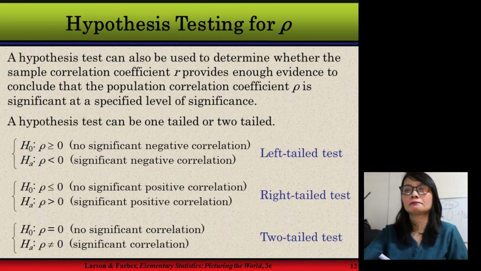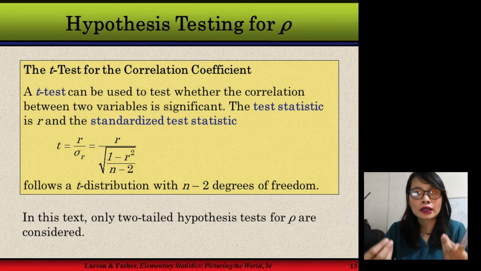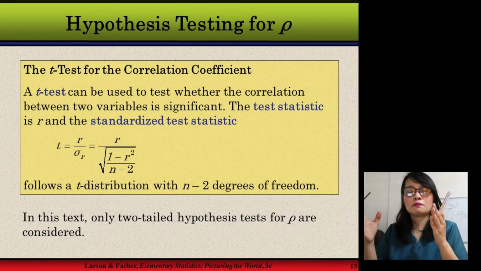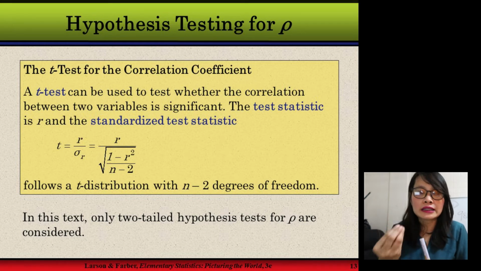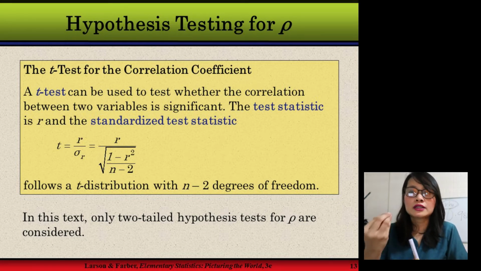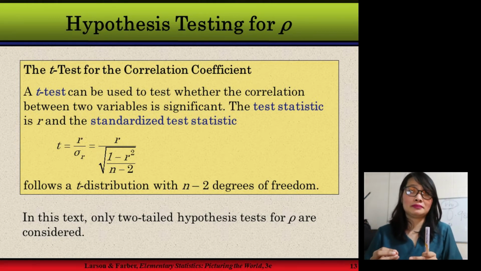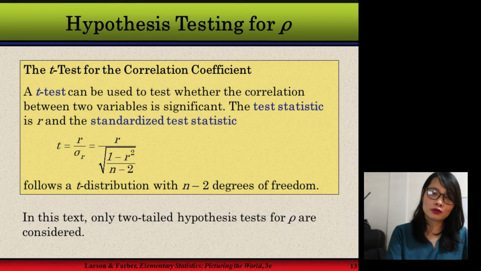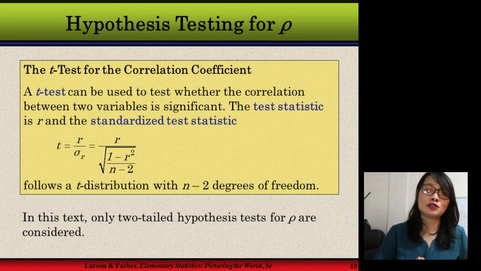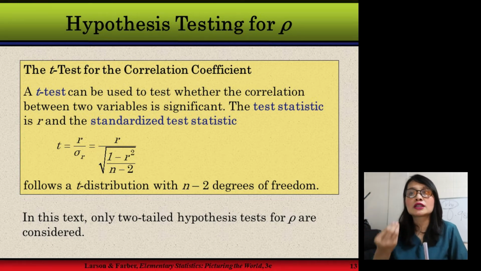For the t-test for the correlation coefficient, in other words, to check whether the two variables are significantly correlated, we need to use the t-test. The t-test can be used to test whether the correlation between the two variables is significant. Although we found out that they are correlated to each other, of course we need to check if they are significant just to justify your conclusion.